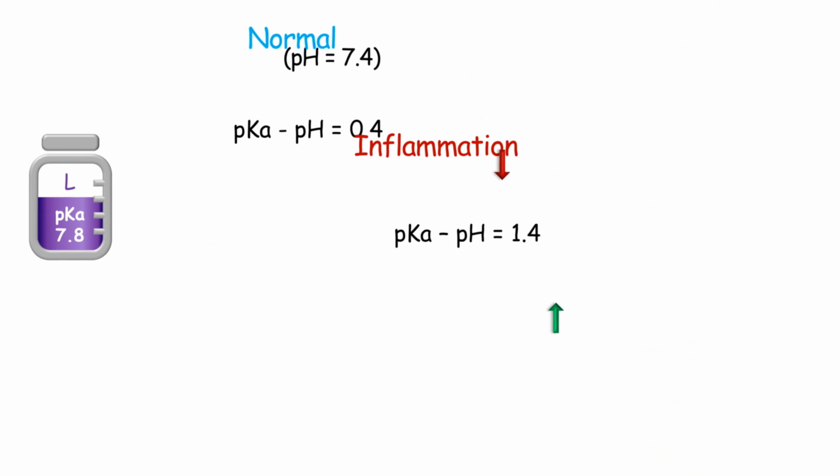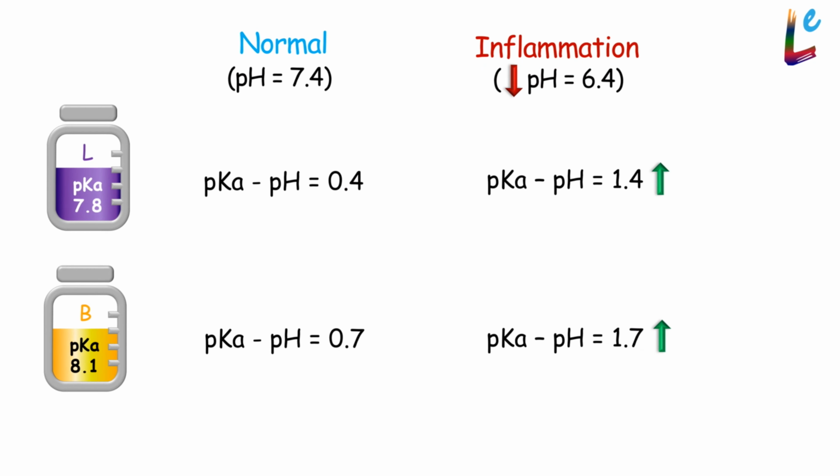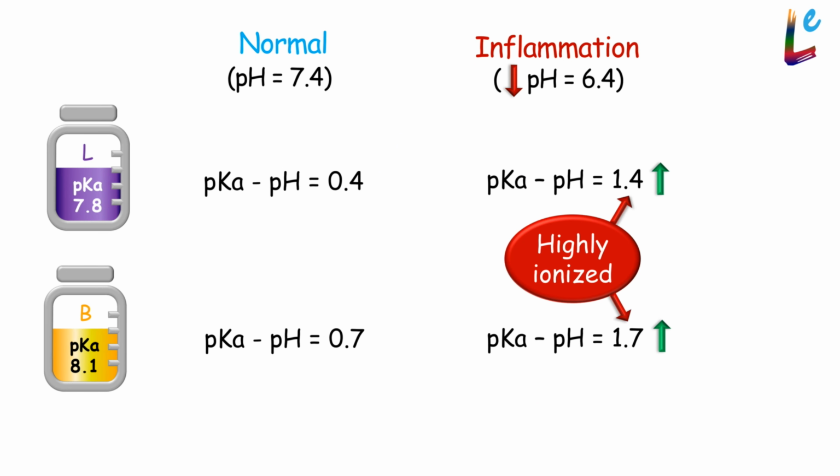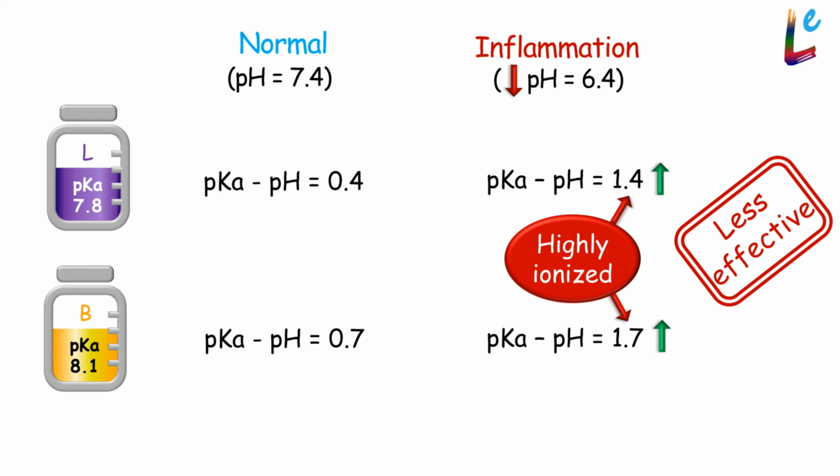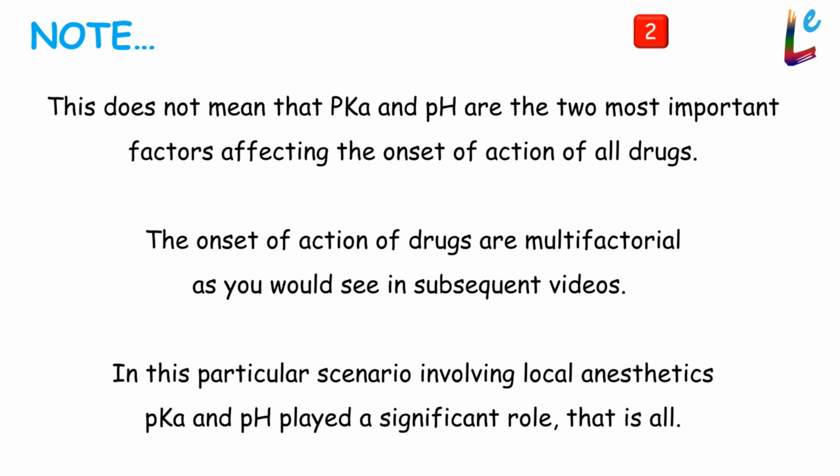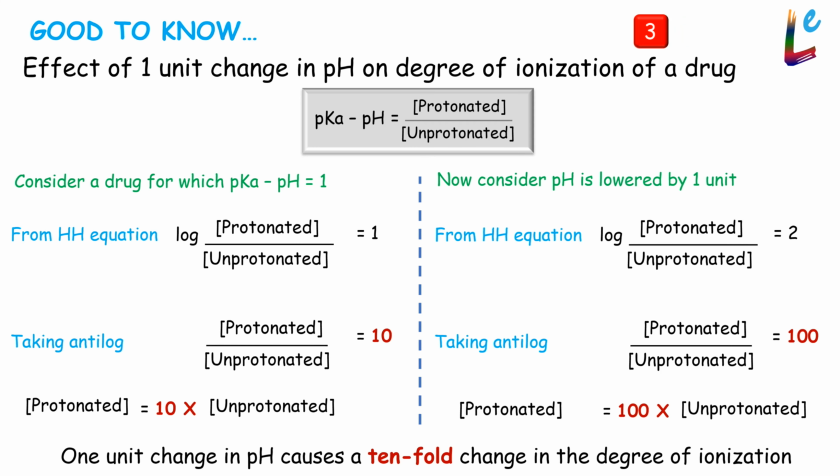The same happens with drug B too. Since pKa minus pH is greater, the degree of ionization will be much greater than that at physiological pH. This is the reason why local anesthetics are less effective in regions of inflammation. Pause this video to read this before you proceed. This shows how a single unit change in pH affects the degree of ionization of a drug.